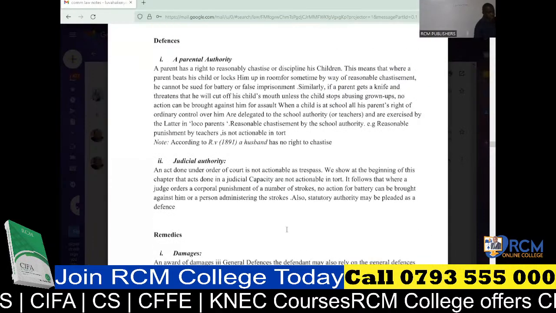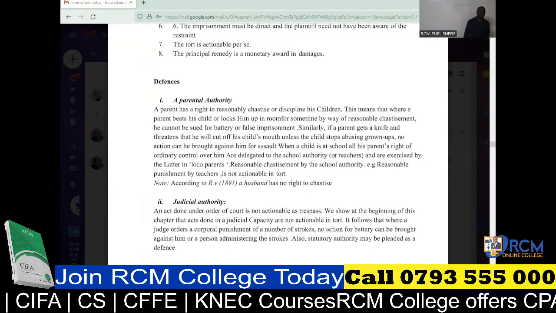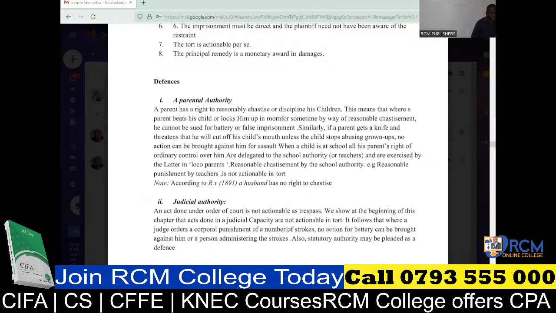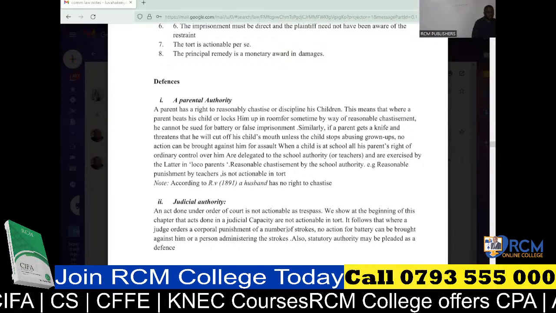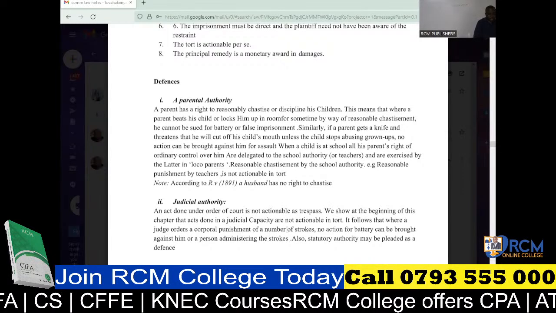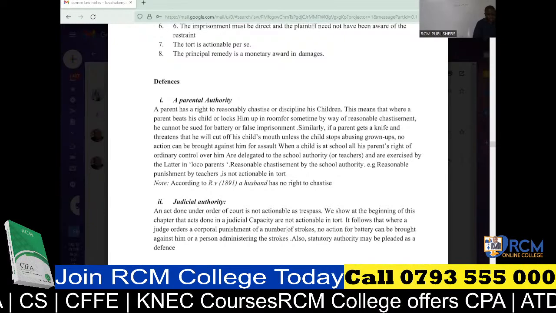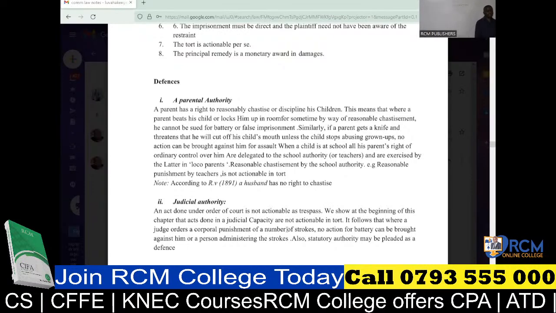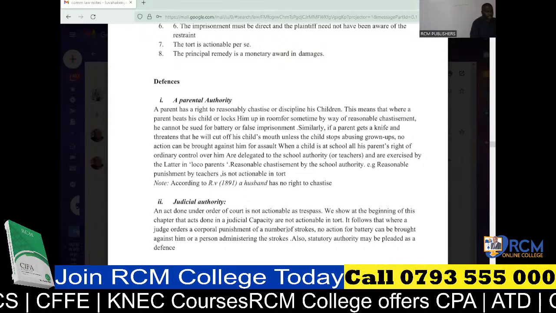So what are the defenses? One of the defenses is what we call parental authority. What do you mean by parental authority? Sometimes a parent can restrain his or her child because he has not attained the age of majority. That's to ensure the safety of the child. A parent can argue before the courts that he was restraining the child just because of his or her safety, to ensure that they're safe.